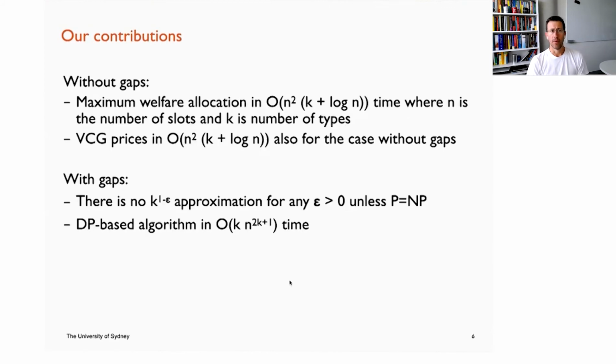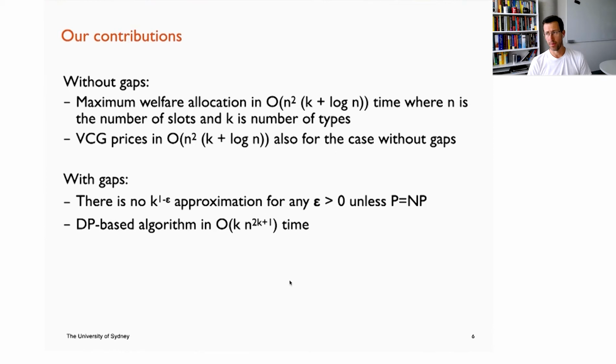Okay, so beyond our contribution of defining this interesting model for online advertising, our algorithmic contributions are as follows. We have an algorithm for finding the maximum welfare allocation in n squared times (k plus log n) time. Remember, n is the total number of slots that we have, and k is the number of ad types. So typically, k would be smaller than log n. And we also have a way of computing VCG prices in the same time.